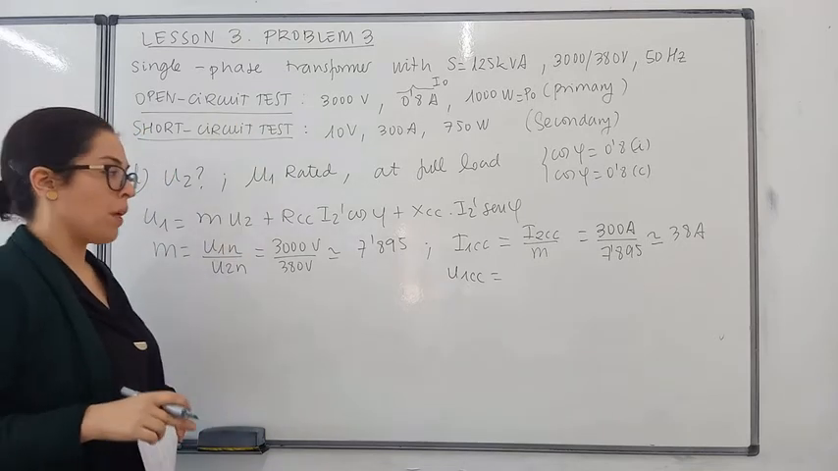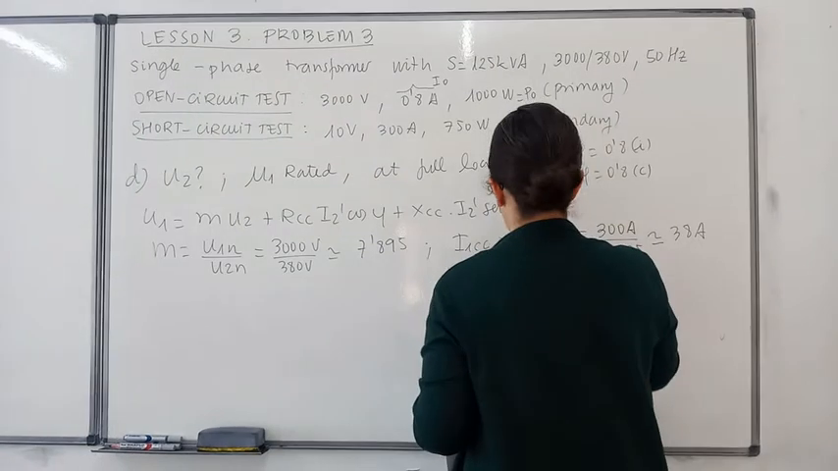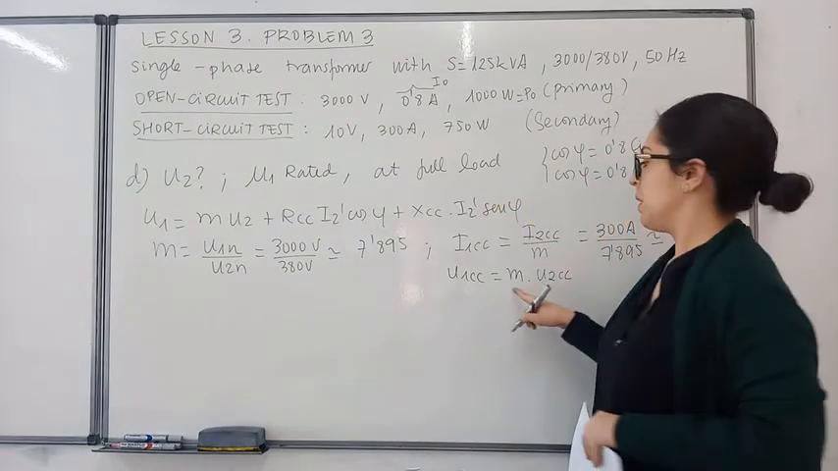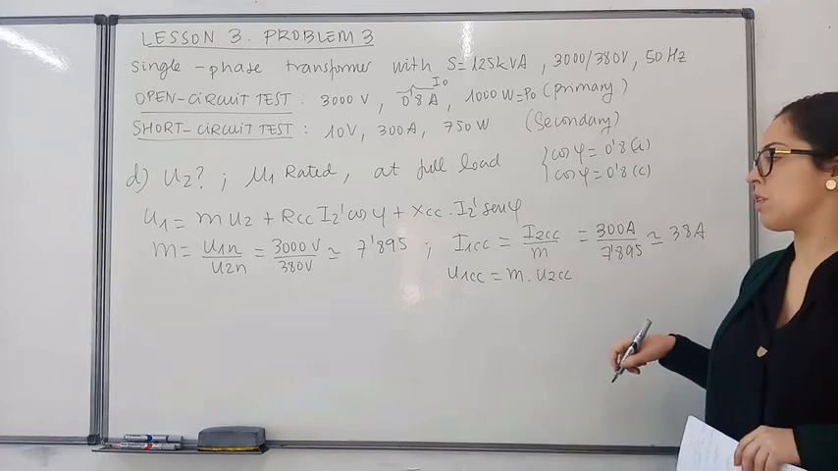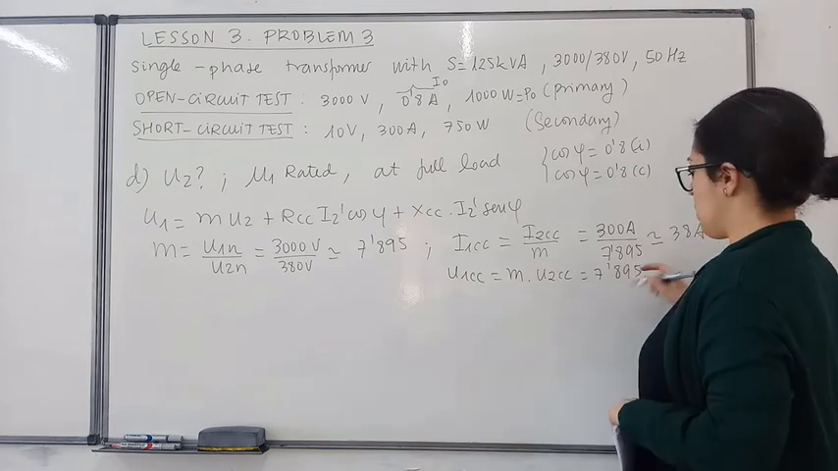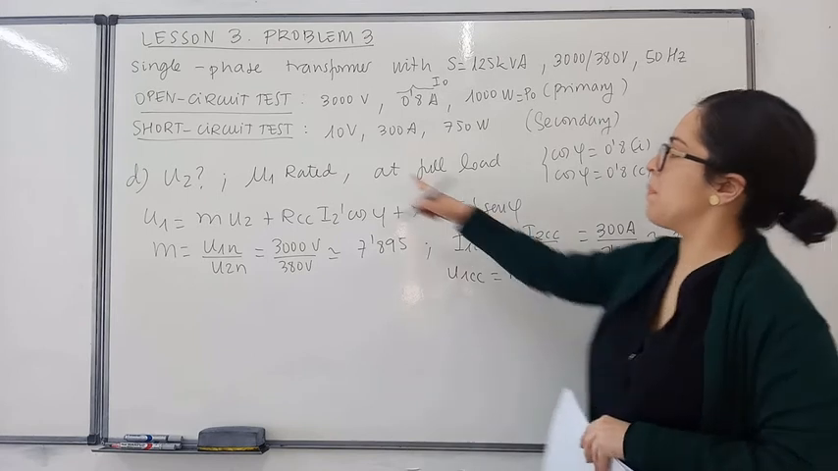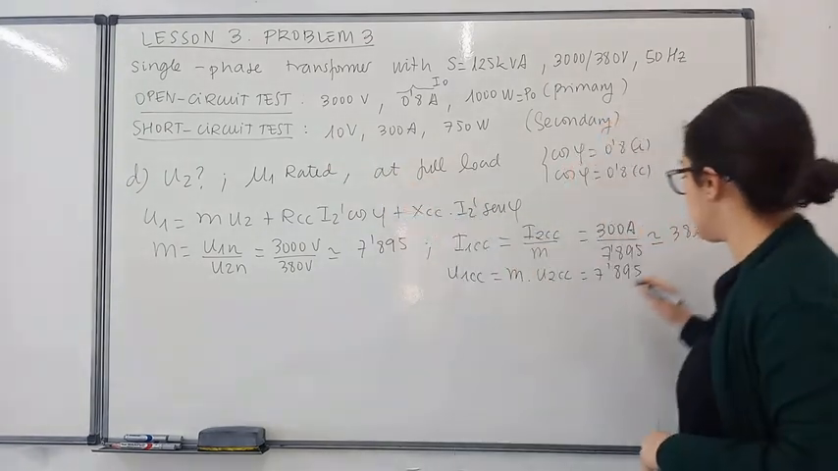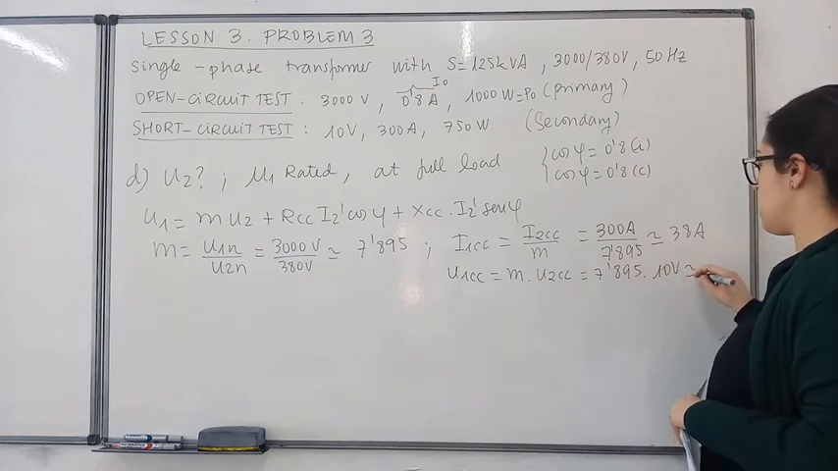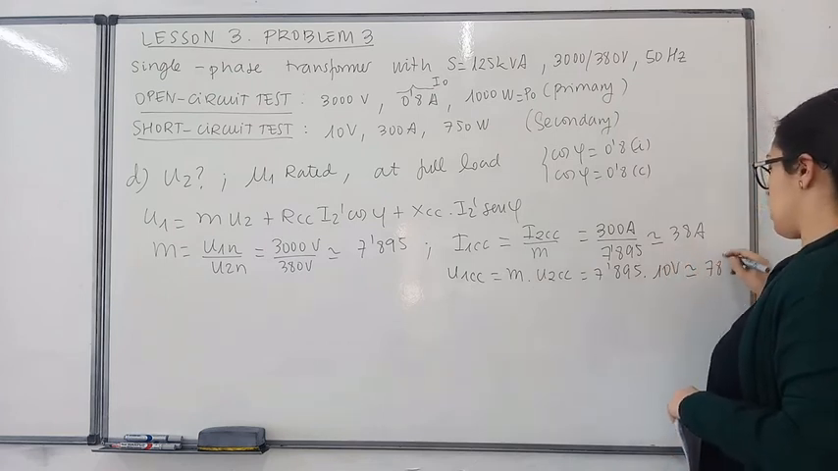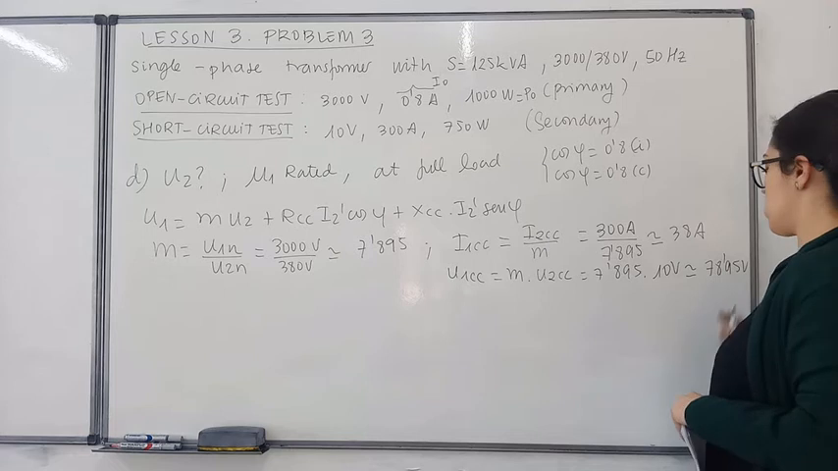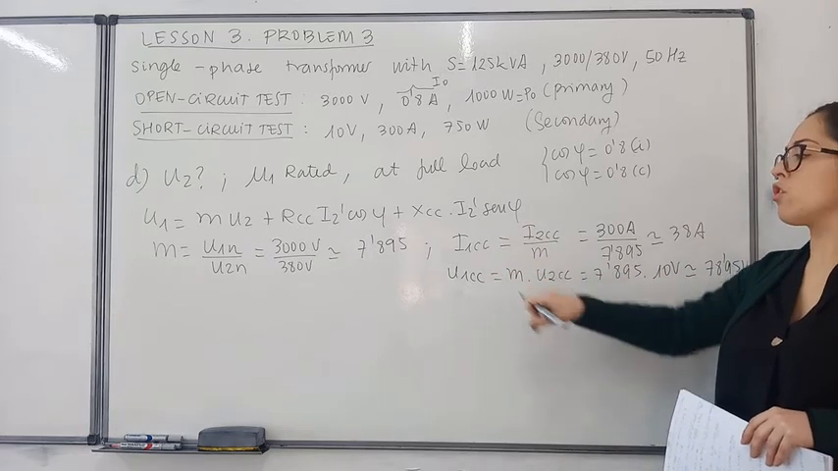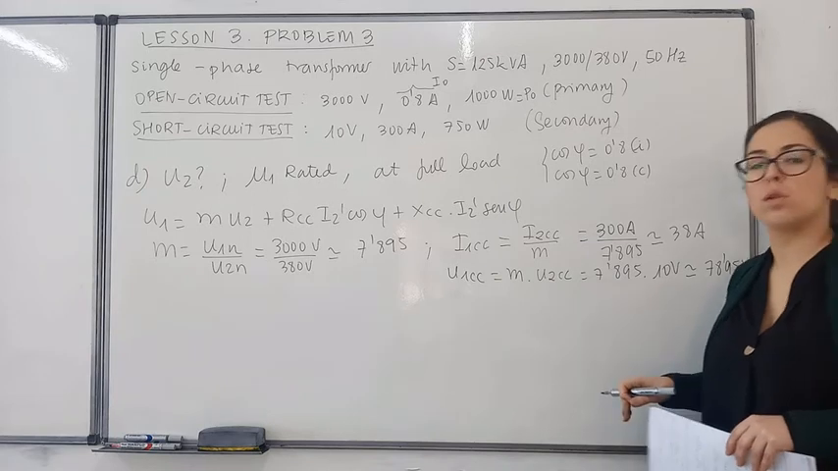Then we need to know what is the voltage for the short circuit test referred to the primary winding. So there you need to multiply the voltage of the secondary winding by the transformation ratio. So this is the transformation ratio, and the voltage of the short circuit test in the secondary winding is 10 volts. So here we will have 78.95 volts.